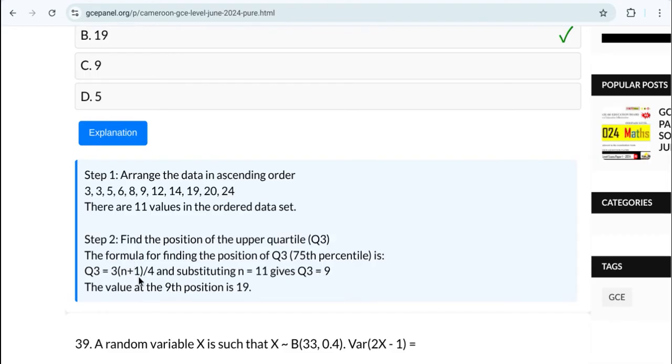So 9 plus 1 is 10. So I'm sorry, you have 11 scores. 11 plus 1 is 12. 12 divided by 4 is 3, times 3.